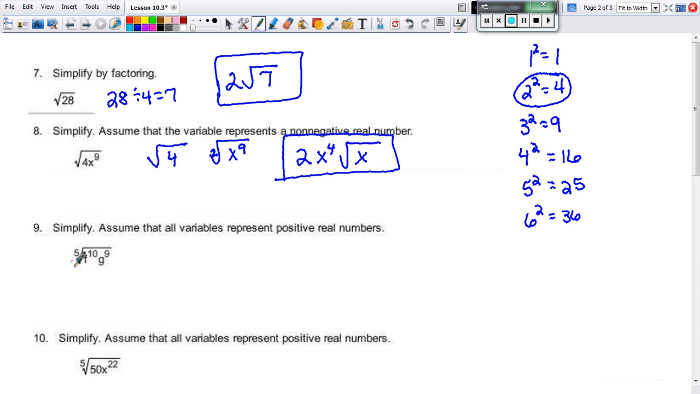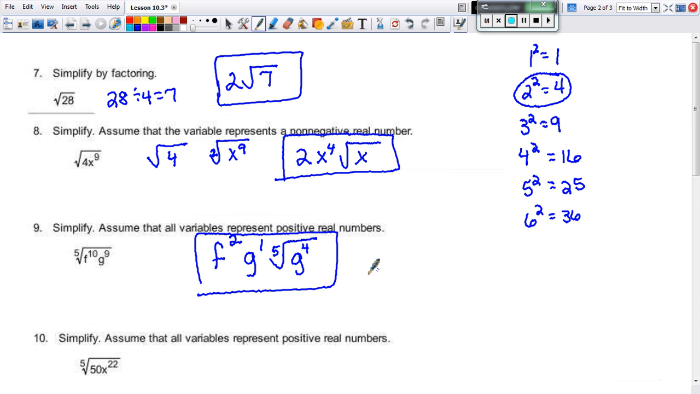This next one you literally divide. So for my f's, 10 divided by 5 is 2. And for the g's, well, 5 goes into 9 1 time with 4 left over, and you have to keep the index like it is. So f squared g, you don't need the 1 there actually. So f squared g times the 5th root of g to the 4th is the answer to that one.